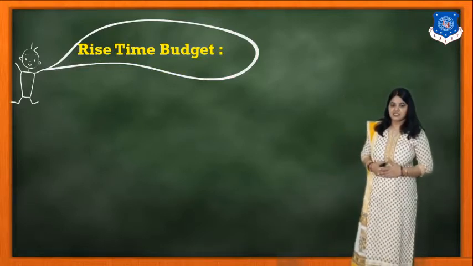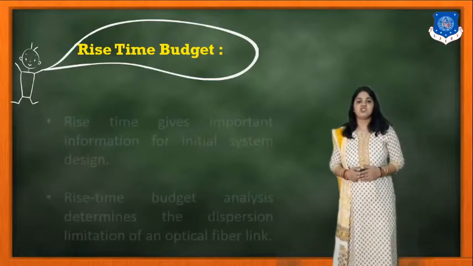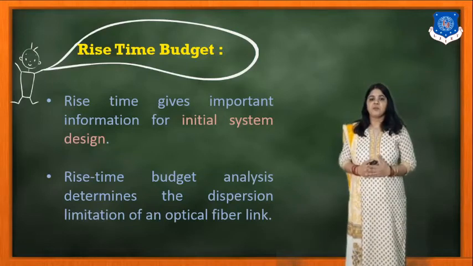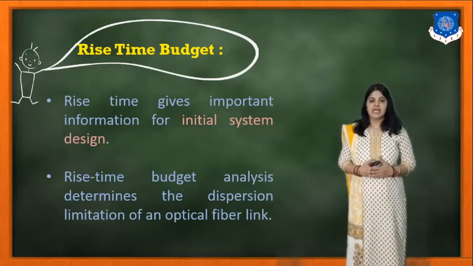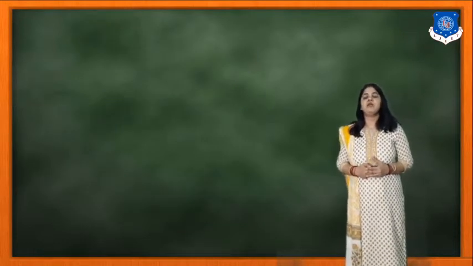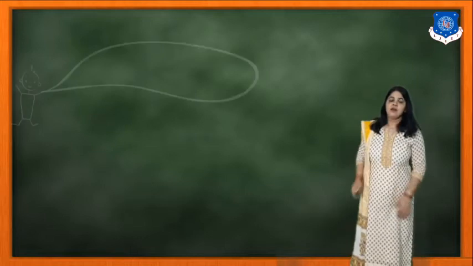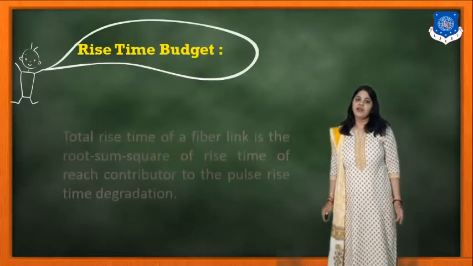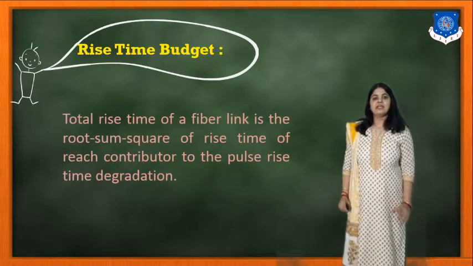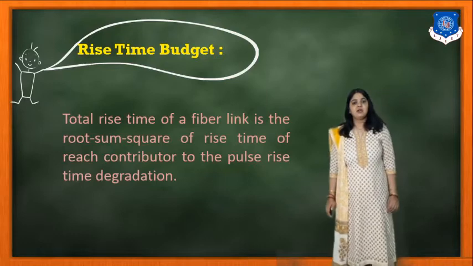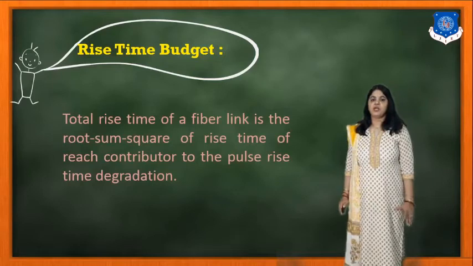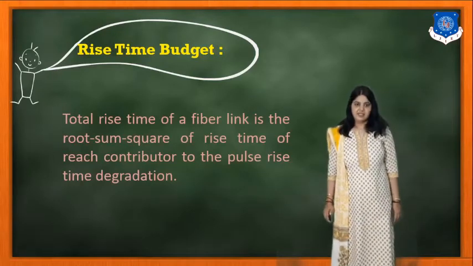Now the next analysis, that is the rise time budget. What is it? The rise time gives important information for the initial system design. It determines the dispersion limitation of the optical fiber link, and it is also required after doing the link budget analysis. The total rise time of a fiber link is the root sum square of the rise times of each contributor to the pulse rise time degradation.